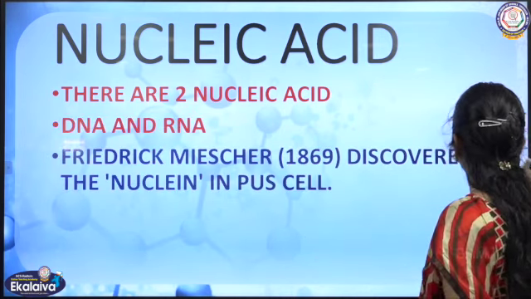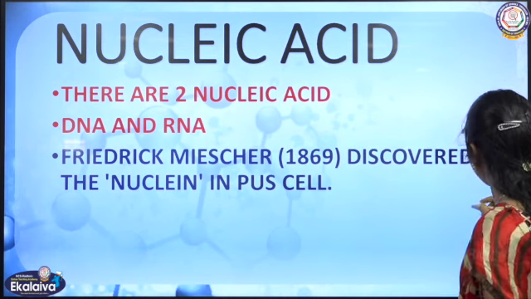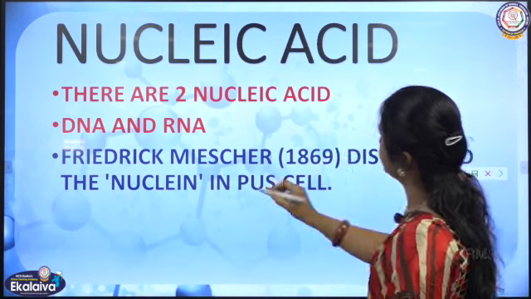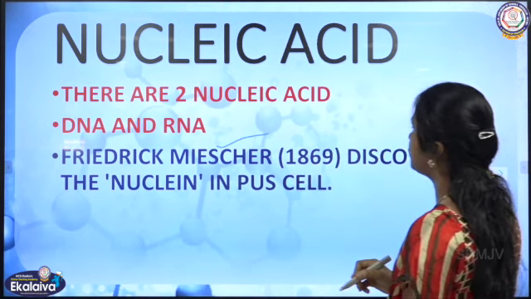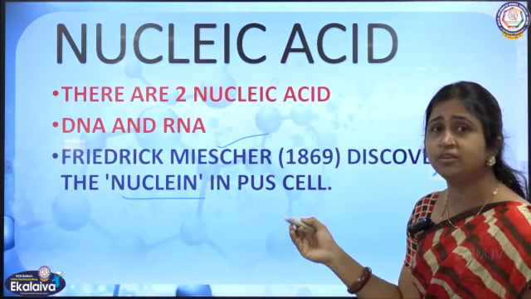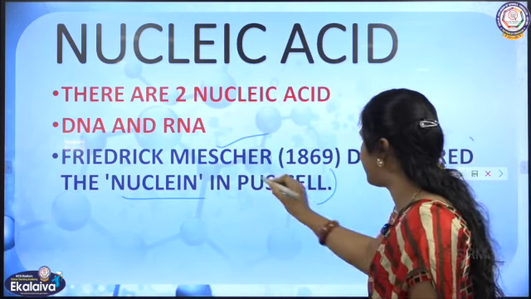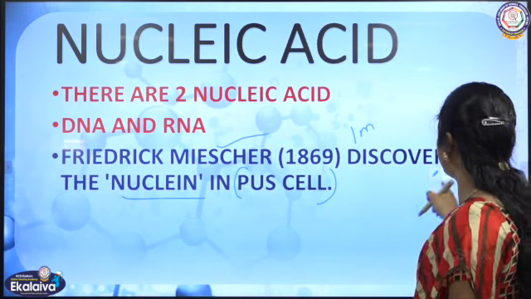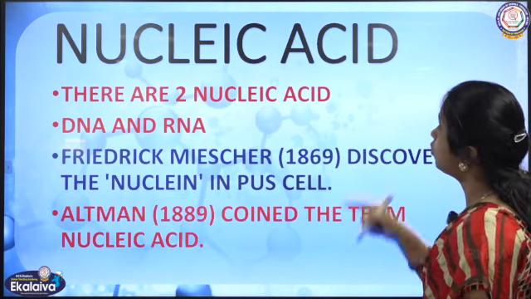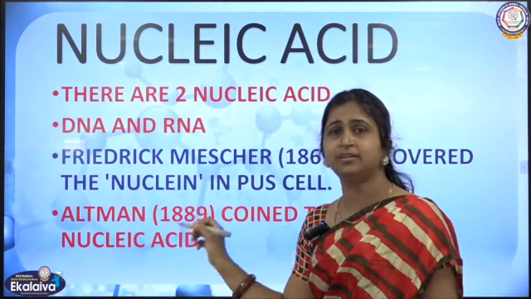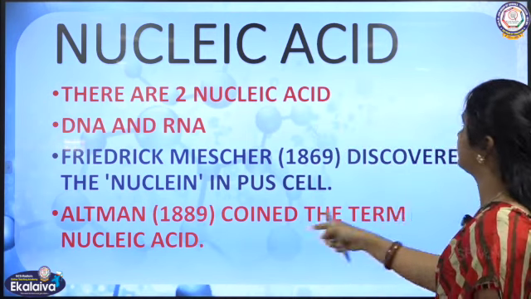This is another important one mark question. Please make a note. Friedrich Miescher gave the term nuclein, and he saw this nuclein in pus cells. This is a one mark board based question. And next, who coined the term nucleic acid? Mr. Altmann coined the term nucleic acid.